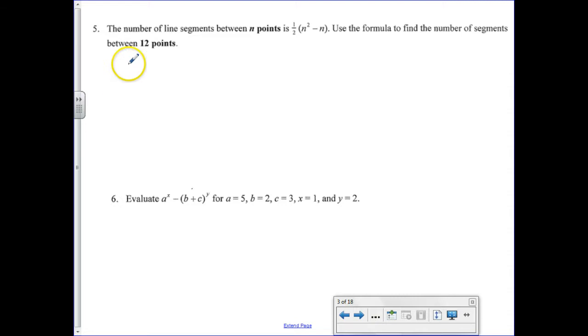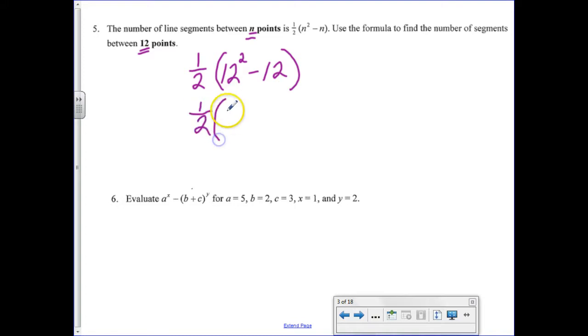Now, on number 5, it says the number of line segments between n points is 1/2 times the quantity n squared minus n. Use the formula to find the number of segments between 12 points. That means you're going to substitute 12 for n. So I'm going to start with the 1/2, and I simply, on this first stage, want you to substitute the 12 in. Then go ahead and use a calculator if you need to do 12 squared, although that should be a common one that we're going to work on memorizing.